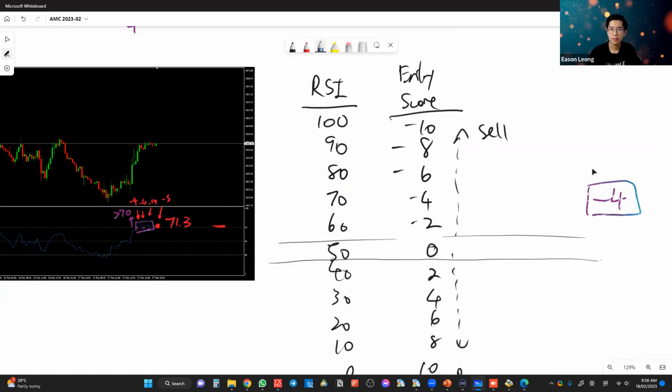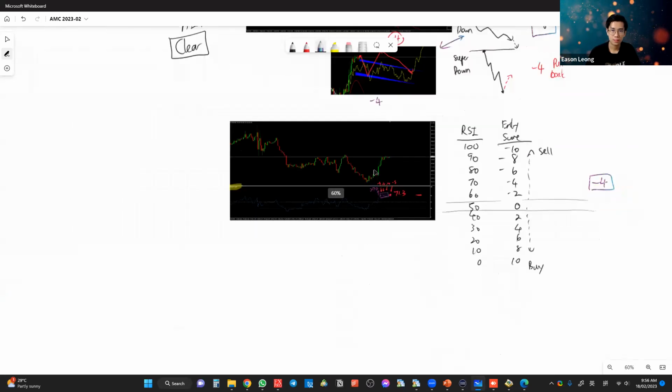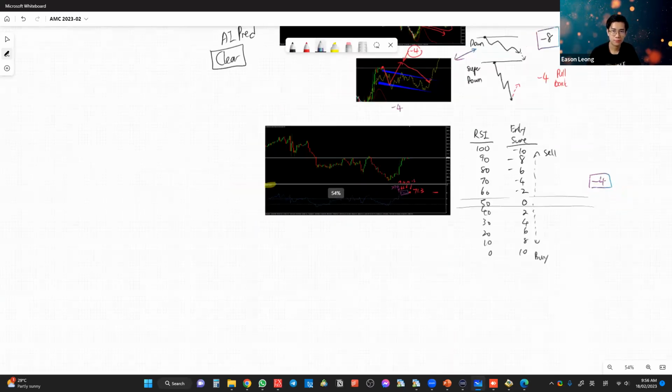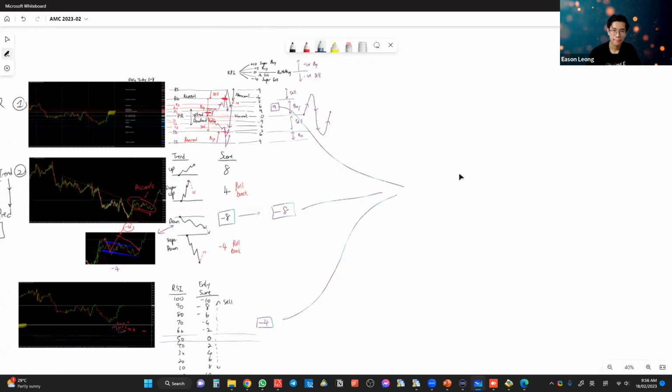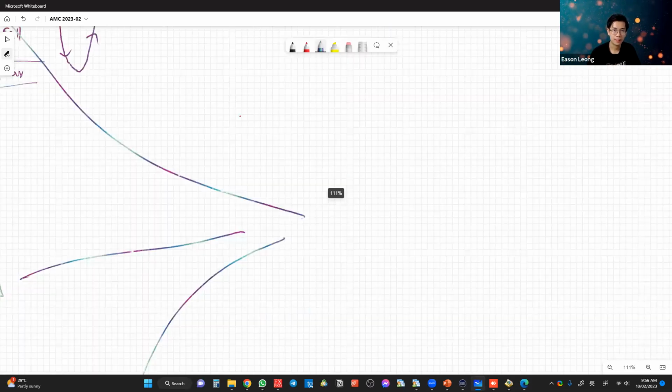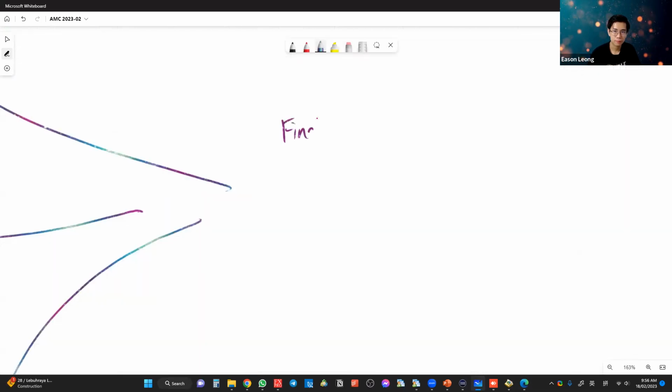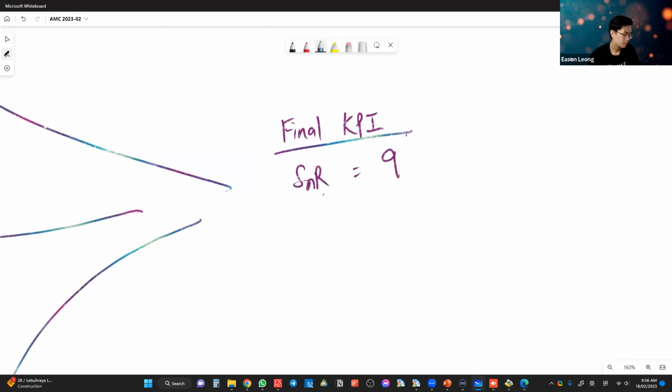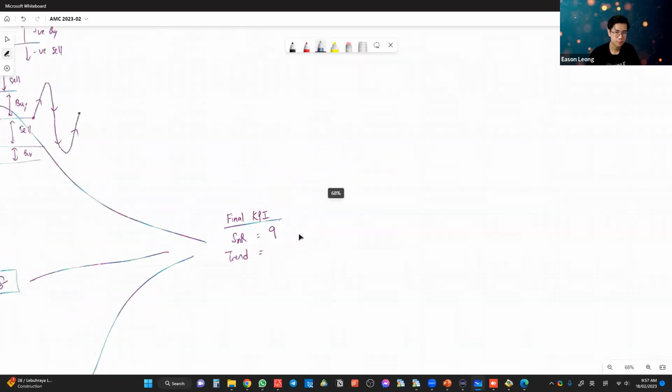Now we haven't finished yet. Right now you have this scoring, so it is time for us to sum it up. We call it the final KPI. For the final KPI score, first of all, we talk about SNR. The score that we give is positive 9. And from the trend itself, we hypothesize that it is how much? Negative 8.